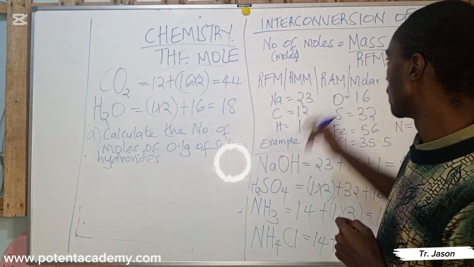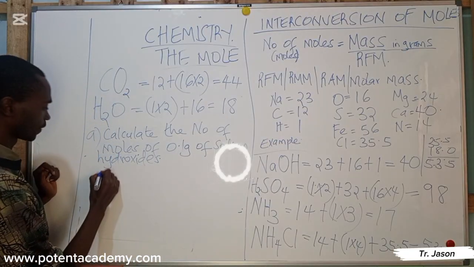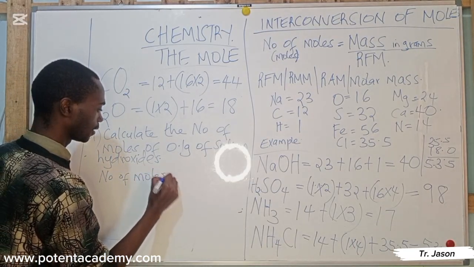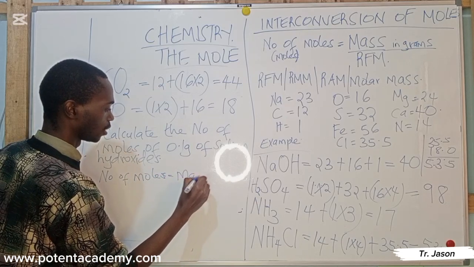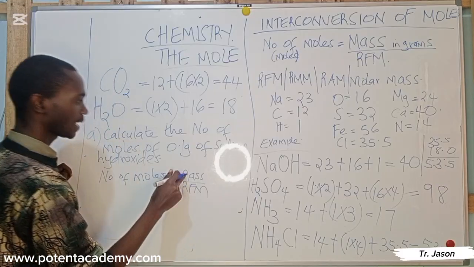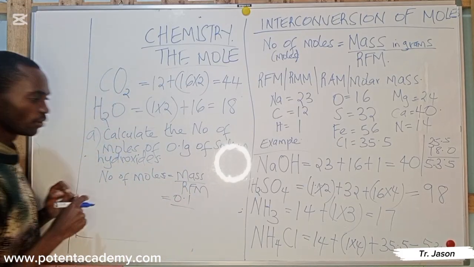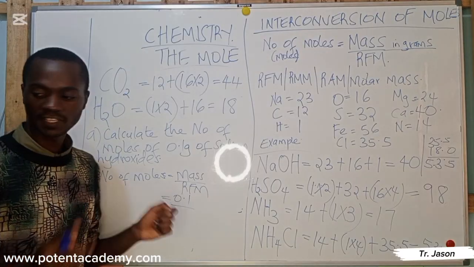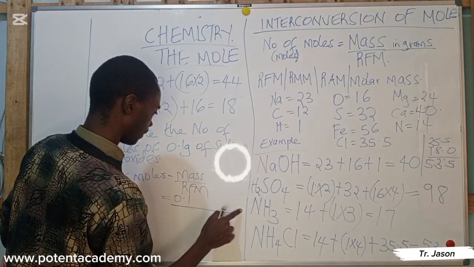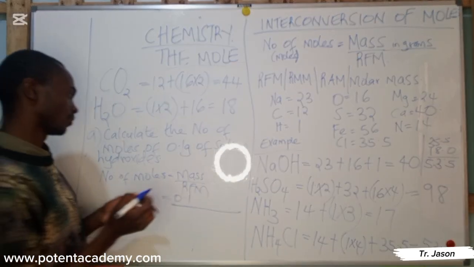How do we do it? We first of all write the formula. The formula is number of moles is given by mass all over RFM. Are we given the mass? Yes, we are given the mass, and the mass is 0.1. Are we given the RFM? No, we are not given the RFM, but we can calculate.